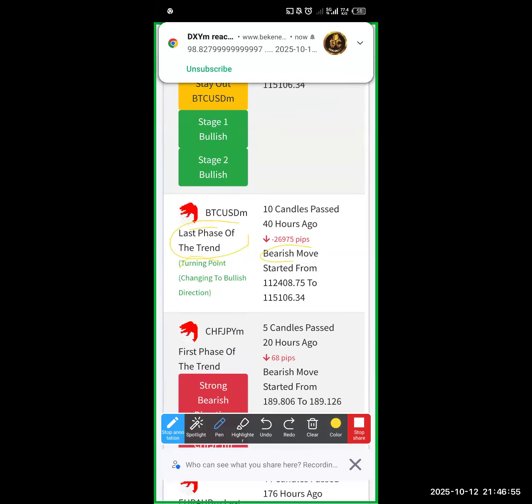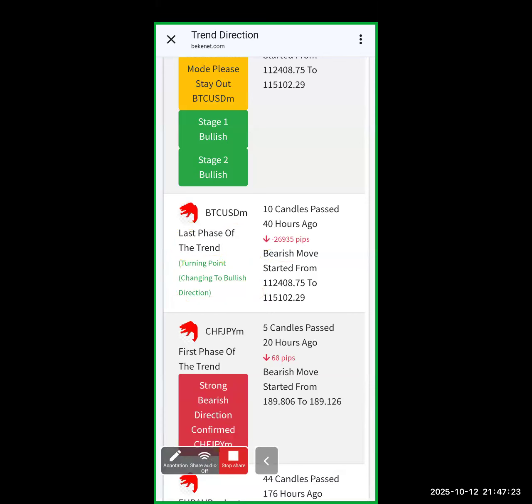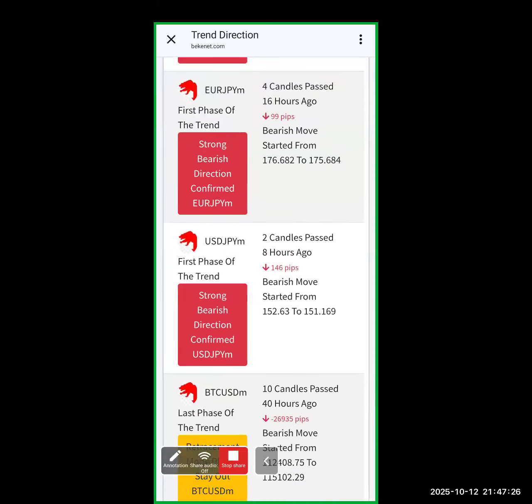There's a turning point, so there's a struggle here, trying to break back to a bullish direction. That is what it's trying to say here. Look at it, changing to bullish direction. But the overall direction of this market for 4 hours is still on the last phase. So in no distant time, maybe 2, 4, 5 hours, if this turning point pushes up in the bullish direction, this will turn to what? A first phase of a bullish direction. Then we can actually have the confidence to buy alongside with it. So that is all about the trend direction.